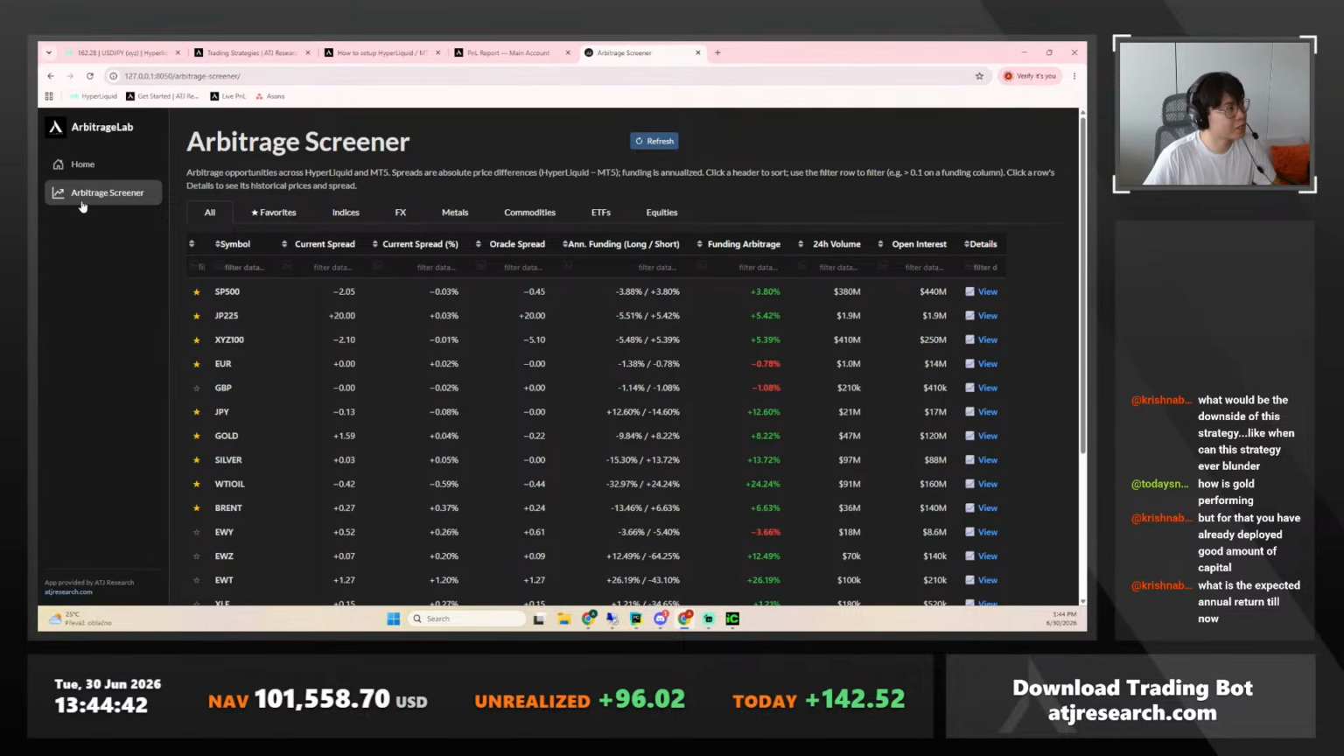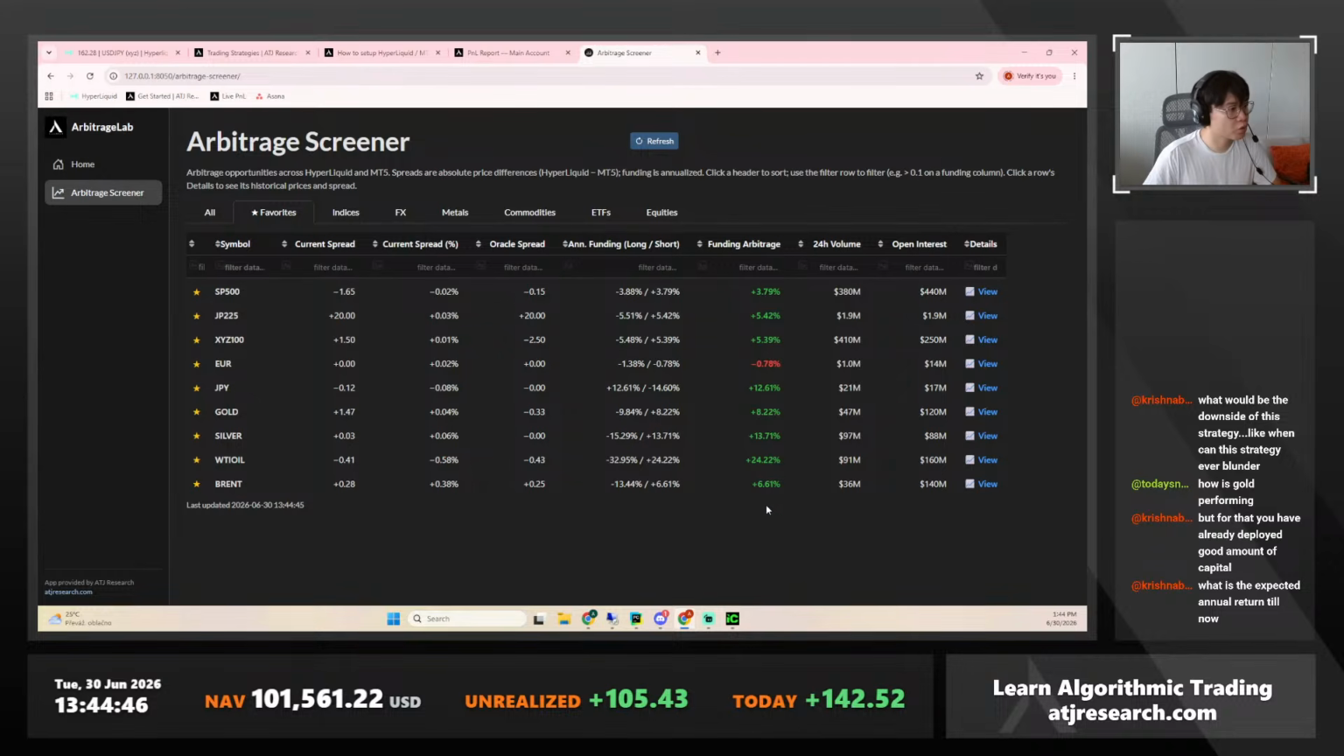But here in this arbitrage screener, I already have my favorite section, and I can try to look for the current best arbitrage opportunities. So if I filter by, let's say, the current spread in percentage, you see the price deviations in percentages. For example, the spread on crude oil right now is very high, and we could theoretically trade crude oil right now because I still have money available, which would be a great opportunity. Another thing that we have is the arbitrage in percentages.